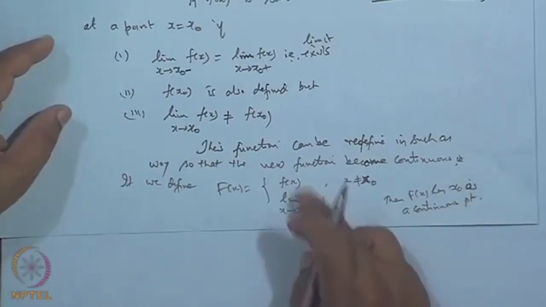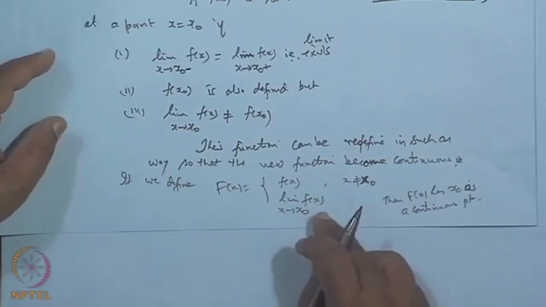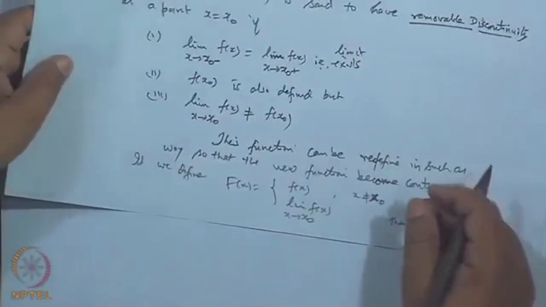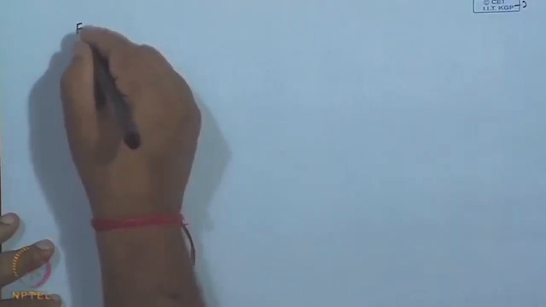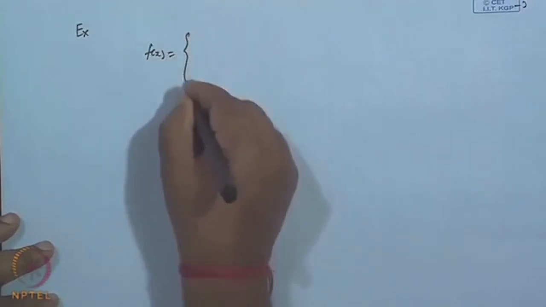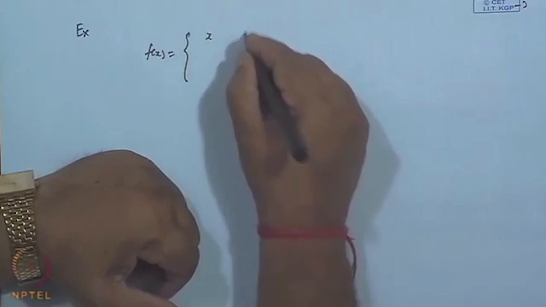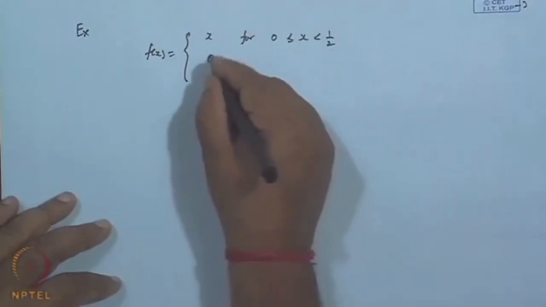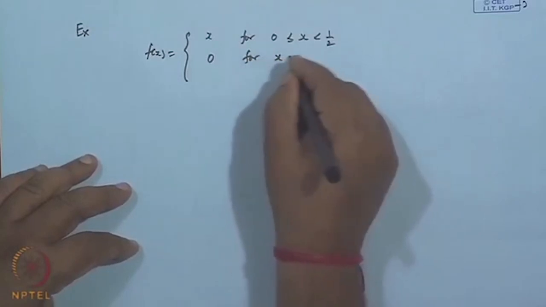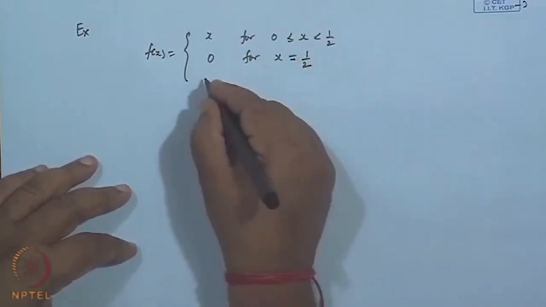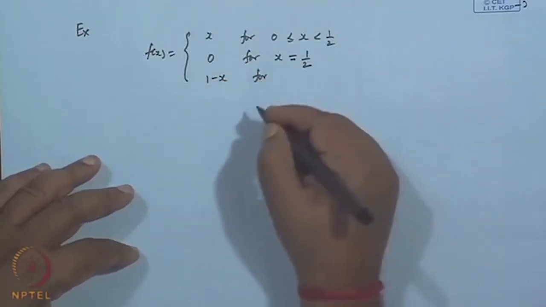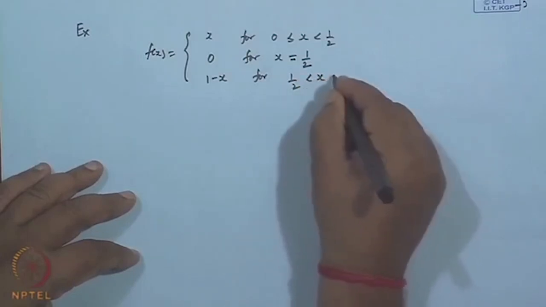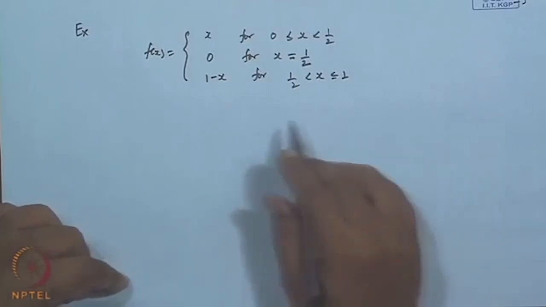So this function f, where x naught was a discontinuous point, can be converted to a continuous point by simply removing or redefining the function. For example, suppose we take the function f(x) defined as x for 0 ≤ x < 1/2, equal to 0 for x = 1/2, and equal to 1 minus x for x lying between 1/2 (open at 1/2) and 1 (closed at 1). So over the interval [0, 1], we are defining the function.